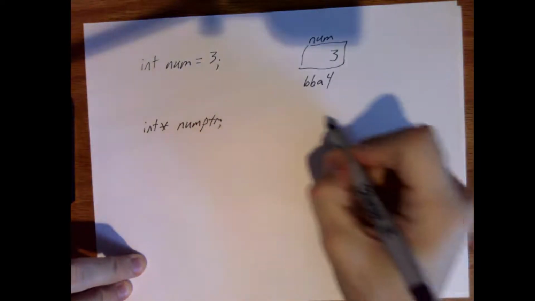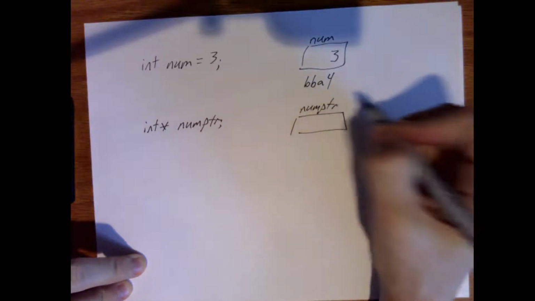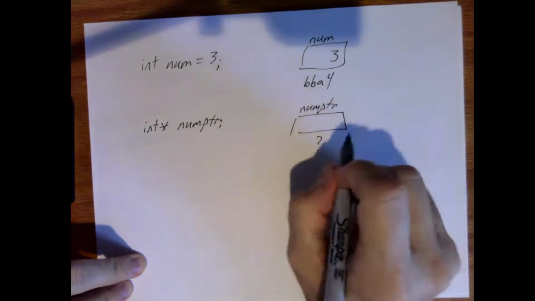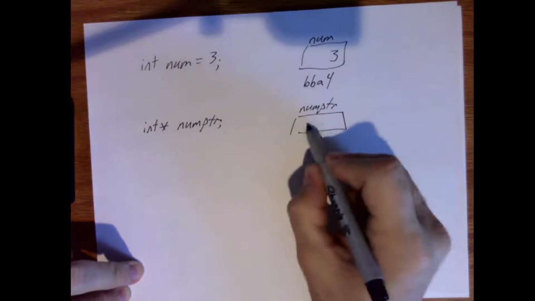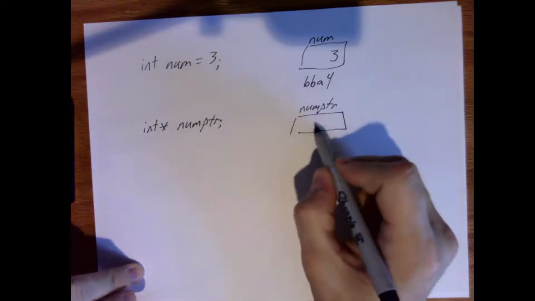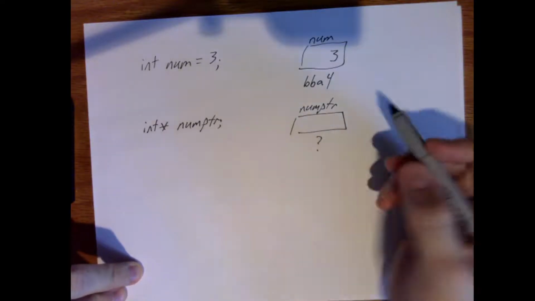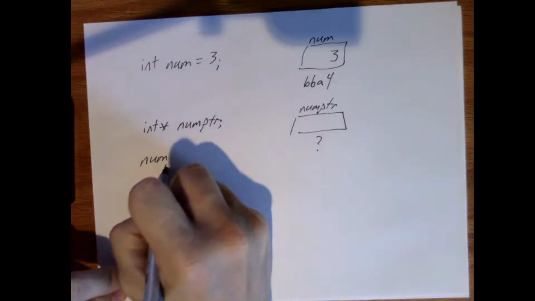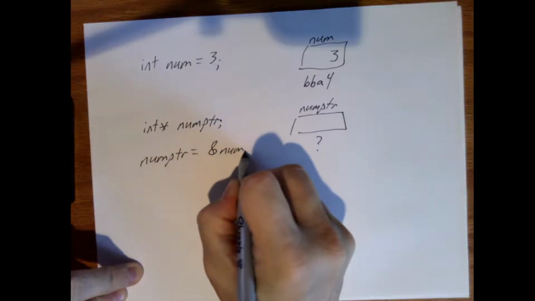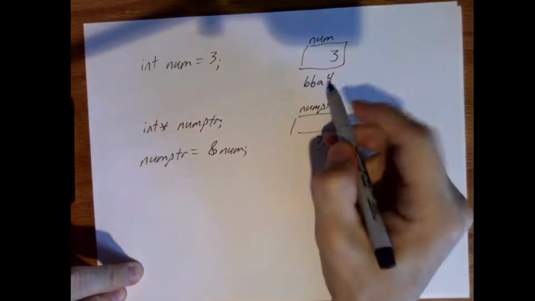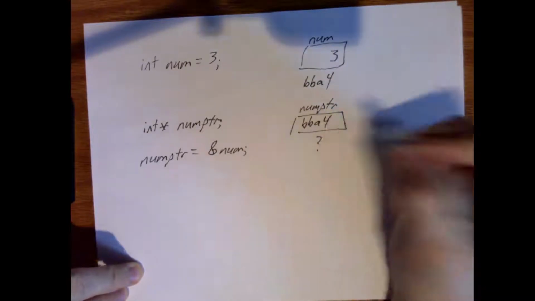but it's uninitialized. So here's num pointer. It has its own address, which I didn't check to see what it was because I don't care. But right now we have garbage right here. There's some bit pattern associated with this, but I don't know what it is, and once again I don't really care. When I write this, num pointer equals ampersand num, now I said take the address of num, BBA4, and assign it to num pointer. And that's how that works.